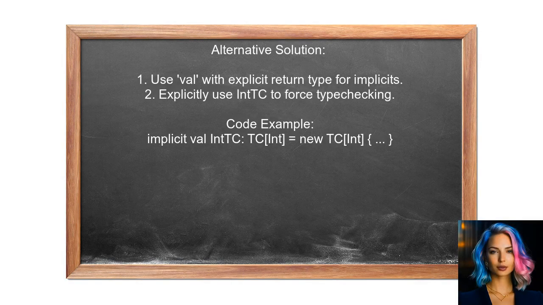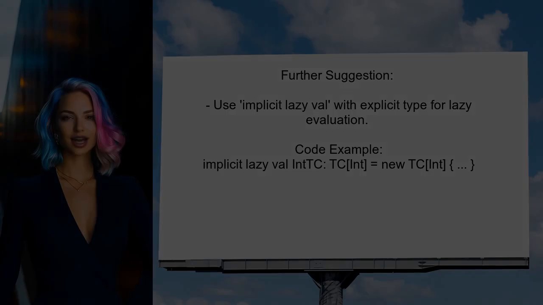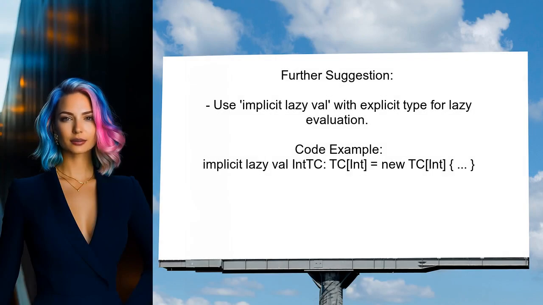An alternative approach suggested by a user is to use a val with an explicit return type for your type class implicits. This helps avoid issues with implicit resolution. They explain that when you explicitly use intTC, it forces the compiler to type check it, making its type known for future implicit searches. If you prefer lazy evaluation for your implicits, consider using an implicit lazy val with an explicit type. This maintains the lazy behavior while ensuring proper resolution.